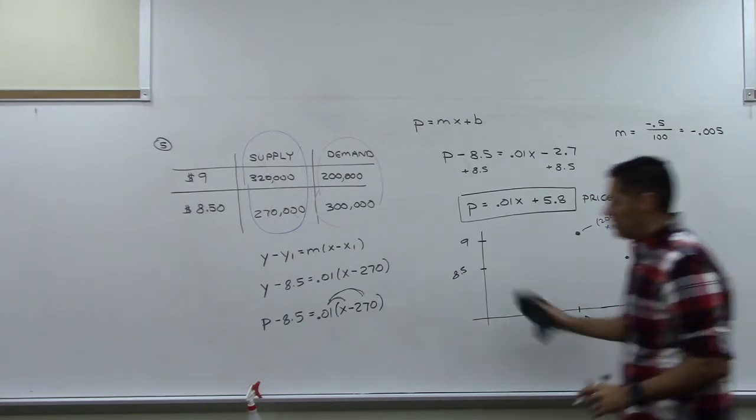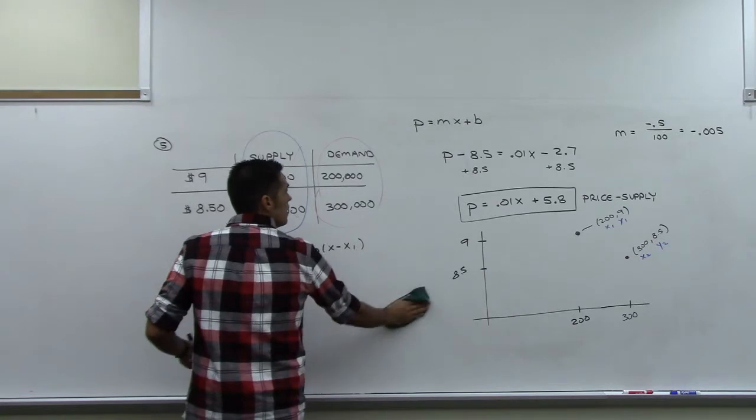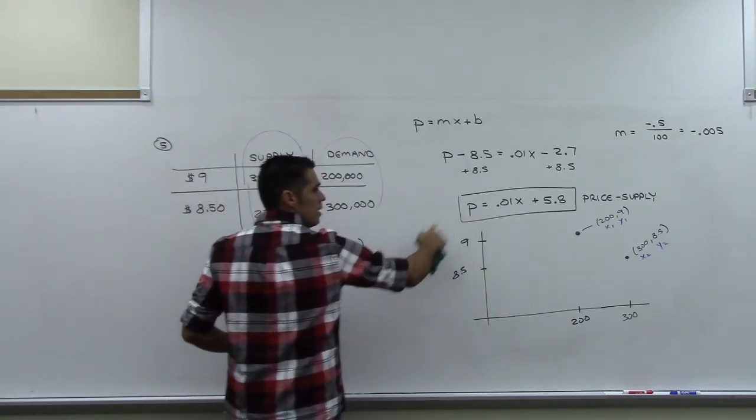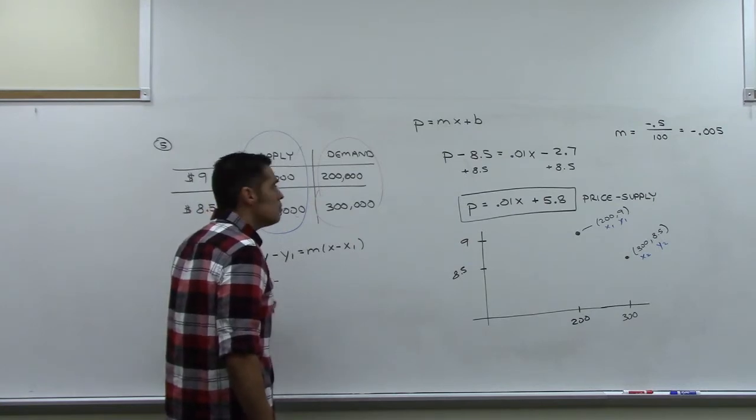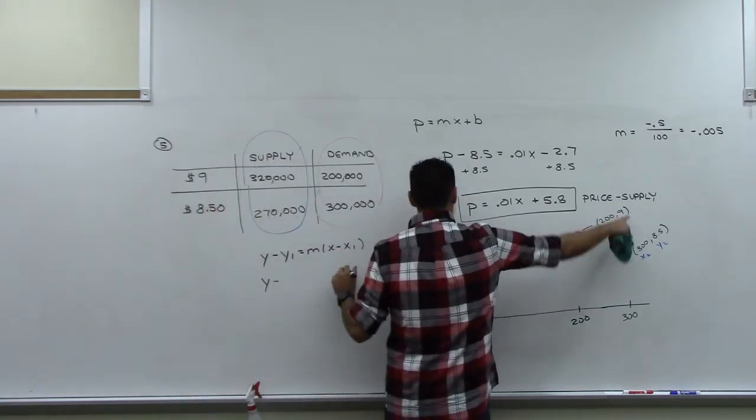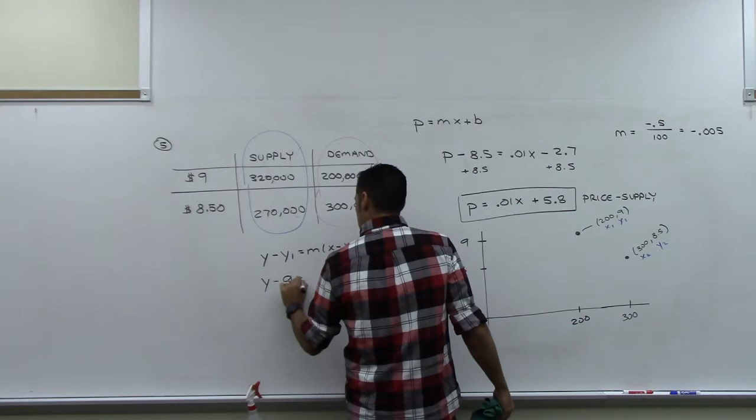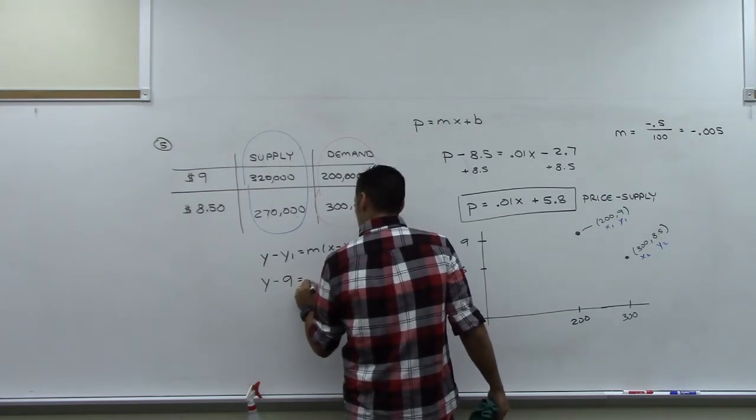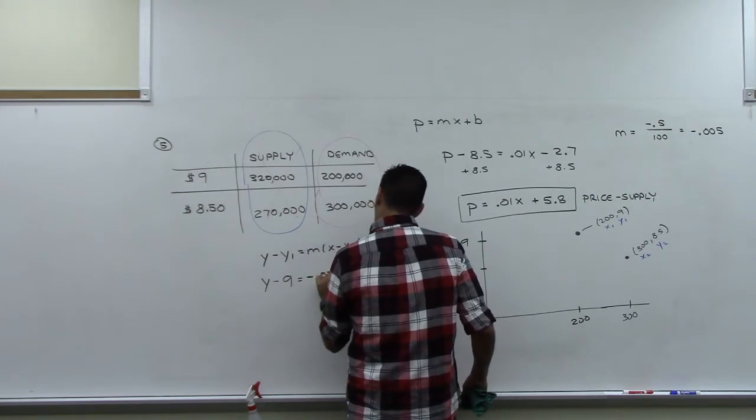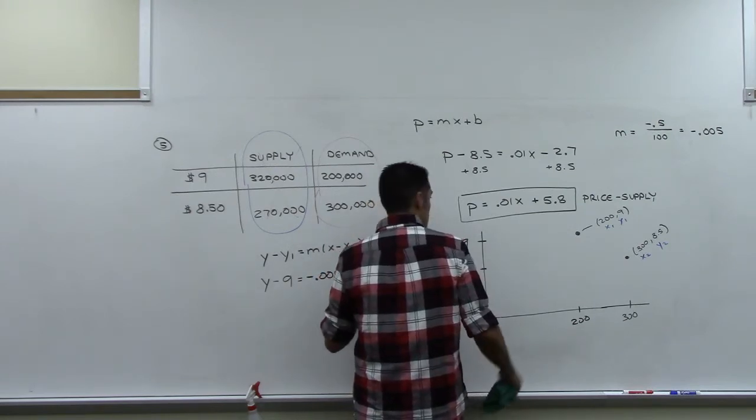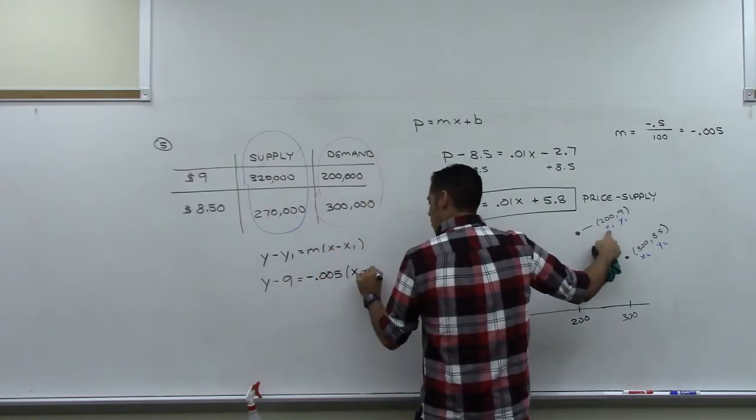And now I'm going to come back and just use this right here again. And I've got my other one. This is my price supply. I don't want to erase that. This is going to become y minus y1 for us is 9 equals the slope, which is negative 0.005, then x minus x1, which is 200.